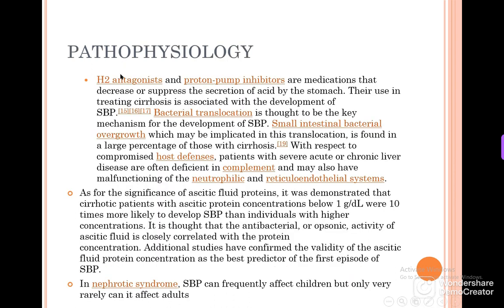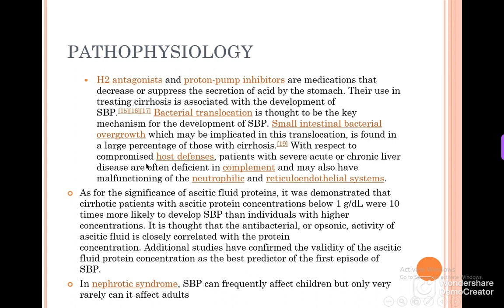Pathophysiology: H2 antagonists and proton pump inhibitors are medications that, as the first lines of defense, can counteract this infection, but excessive use in cases of cirrhosis enhances this infection. Bacterial translocation is thought to be the key mechanism for the development. Small intestinal bacterial overgrowth, which may be implicated in this translocation, is found in a large percentage of these cirrhosis patients.